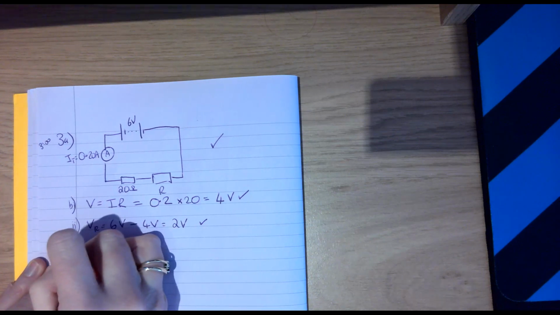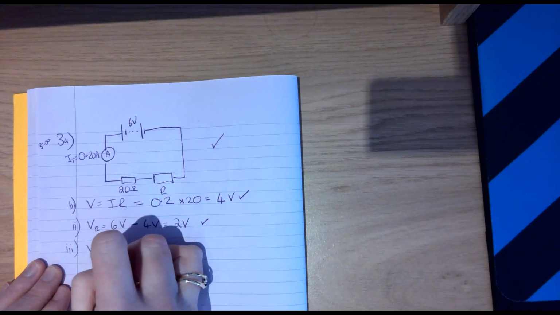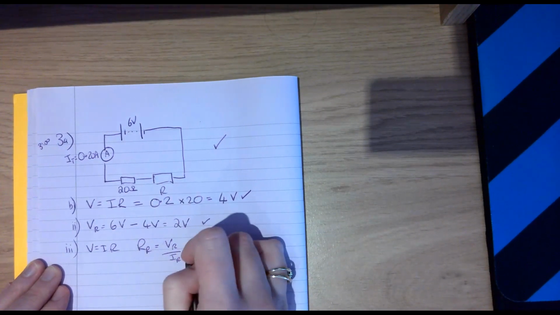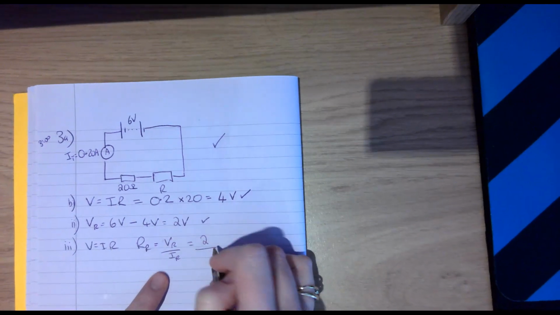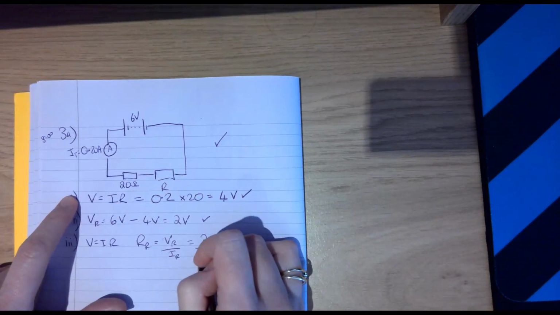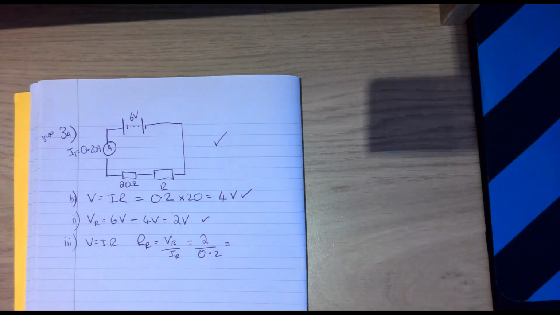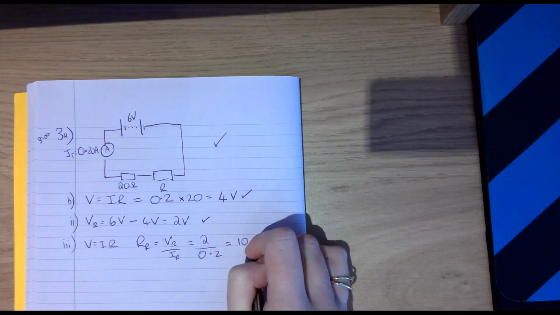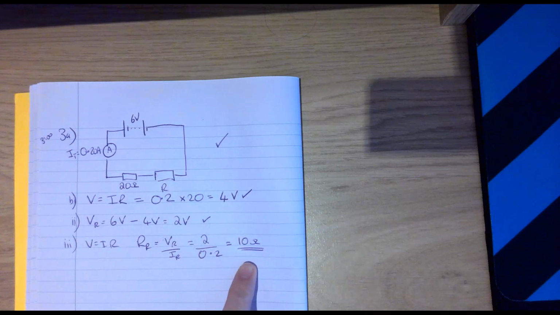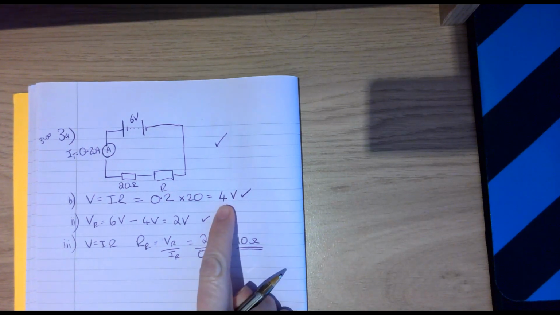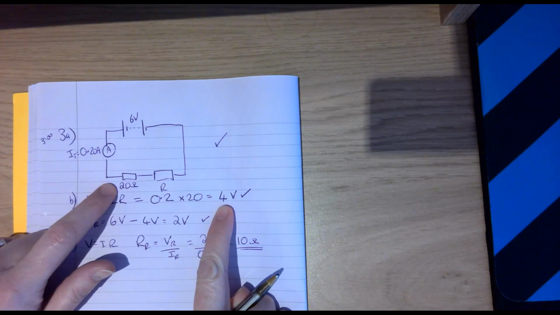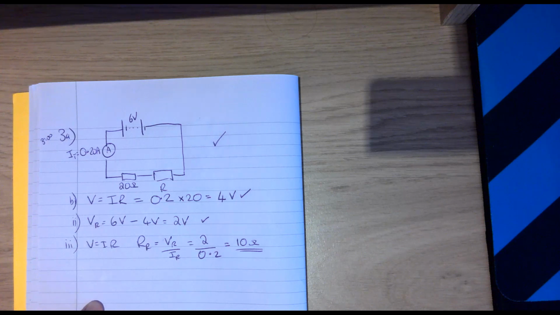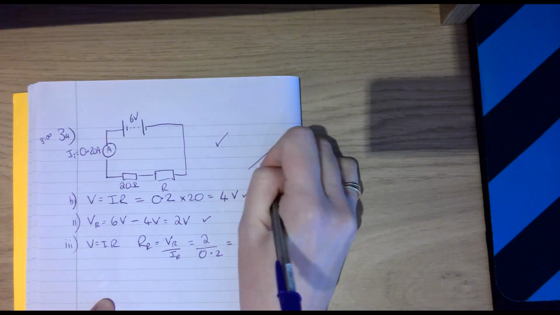And number 3, the resistance of R. So we're going to use V equals IR again. Resistance of R is going to be its potential difference divided by the current. The potential difference we just calculated is 2, and the current is the same all the way around the circuit because it's a series circuit, so it's 0.2. So 2 divided by 0.2, which is 10 ohms. You can tell it's 10 anyway because the first one gets twice as much voltage, so it must be twice as resistant as the second one, because of the ratio. Okay, so that one is out of 4.